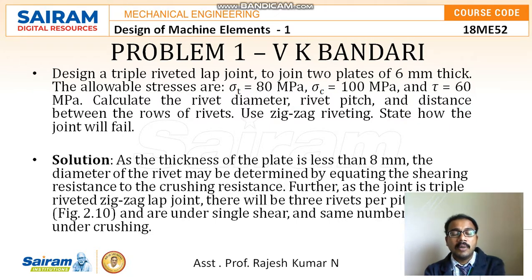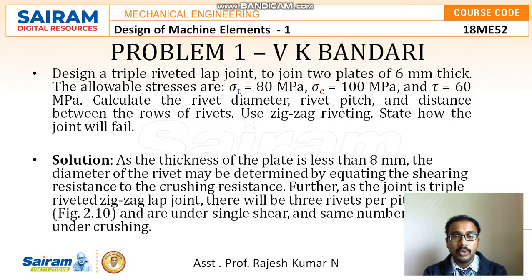So this is a common type of problem. Almost these kinds of problems we can expect in the examination. So let me start with the solution. Since the thickness is given as 6 mm, and the thickness of the plate is less than 8 mm, the diameter of the rivet may be determined by equating the shearing resistance to the crushing resistance.